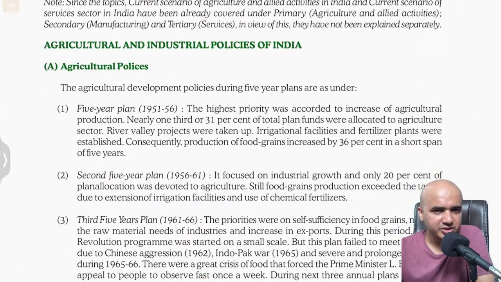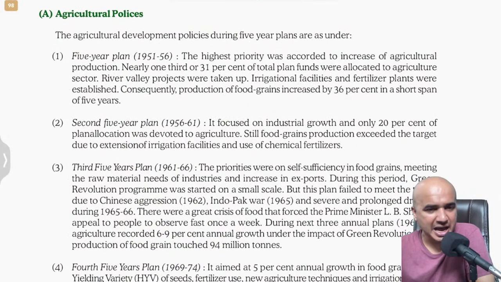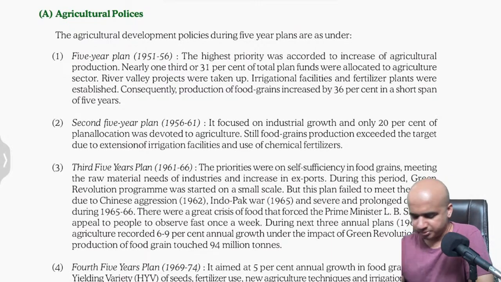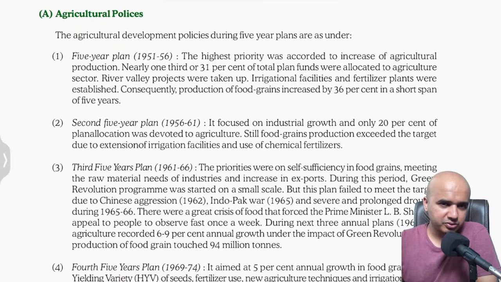agricultural and industrial policies of India. So the various plans, we have had 5-year plans. How effective it was, we do not know. Actually, we may know already. If you open your eyes and see clearly, you will know. 5-year plan, 1951 to 56. First 5-year plan, in fact.